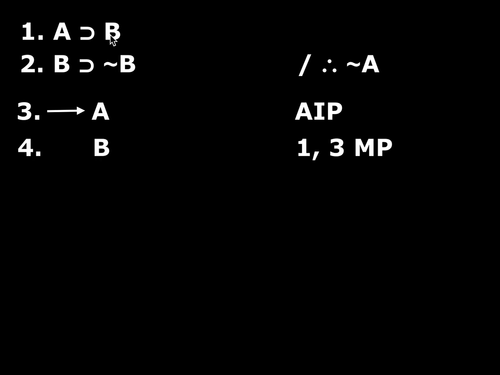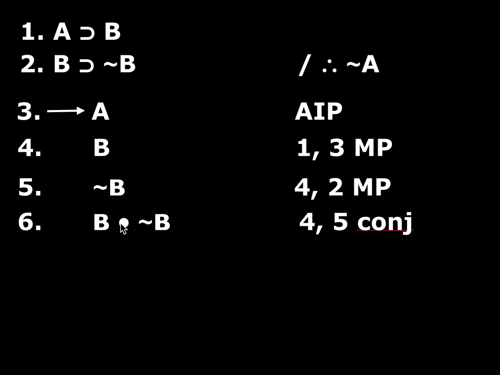I've got A, so I can get B by modus ponens. I've got B, so I can get not B by modus ponens on 2 and 4. And if I conjoin these, look, I've got a statement conjoined to the negation of that same statement, B and not B. That's an explicit contradiction. So I can end right there.